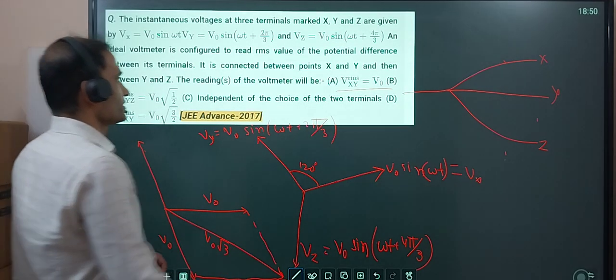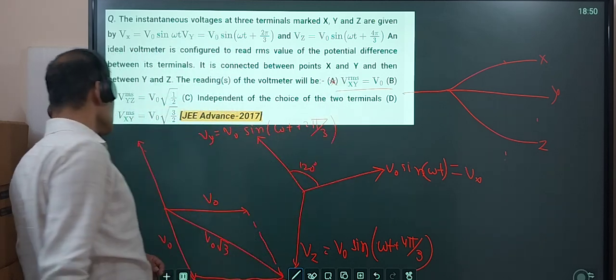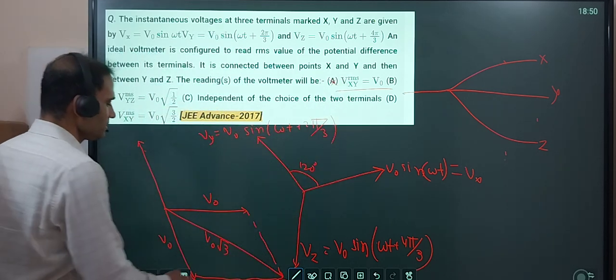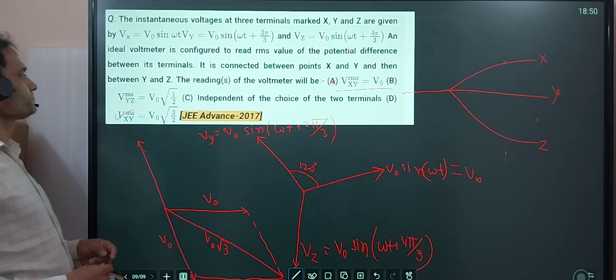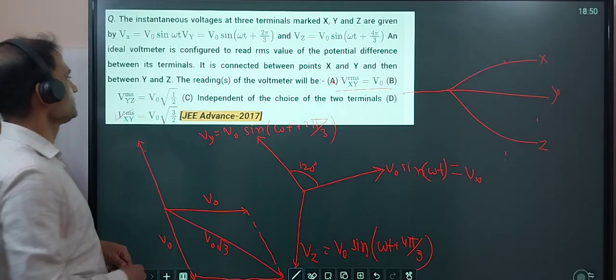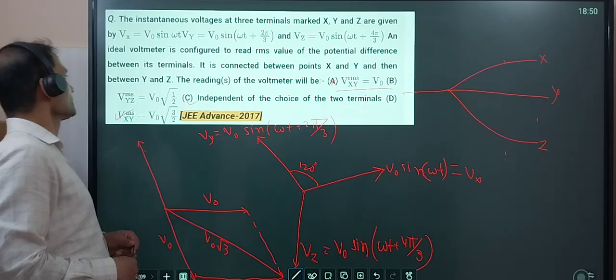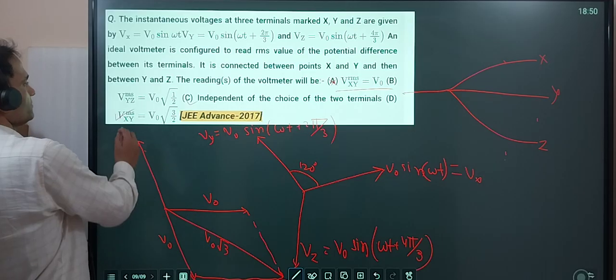So this is not correct. And RMS value will be V naught root 3 by root 2. So this is correct. Okay, and it is independent of the two terminals, and this is also not correct.